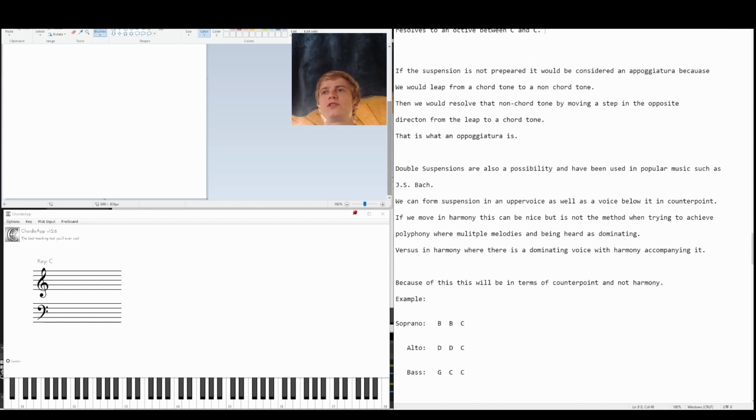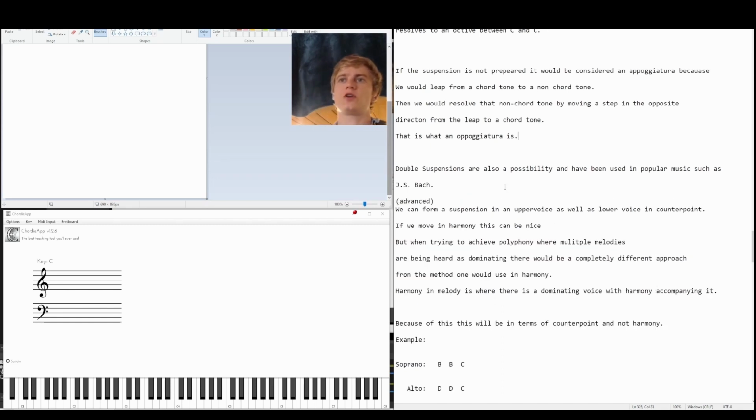If the suspension is not prepared, it would be considered an appoggiatura because we would leap from a chord tone to a non-chord tone, then we would resolve that non-chord tone by moving a step in the opposite direction from the leap to a chord tone. That is what an appoggiatura is. Okay, double suspensions are also a possibility and have been used in popular music such as J.S.